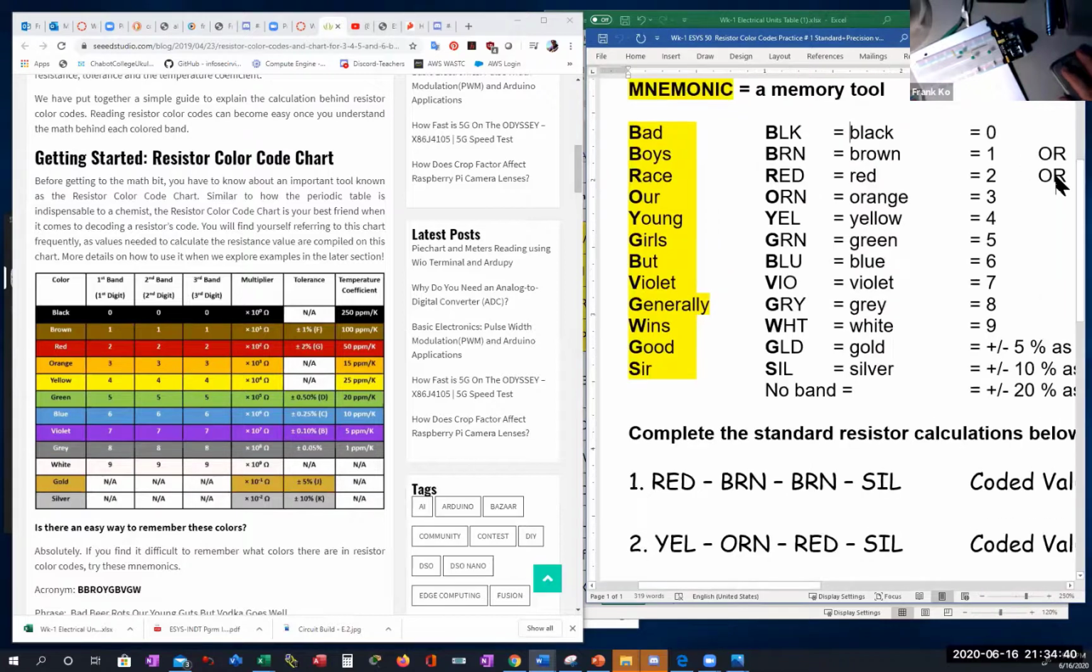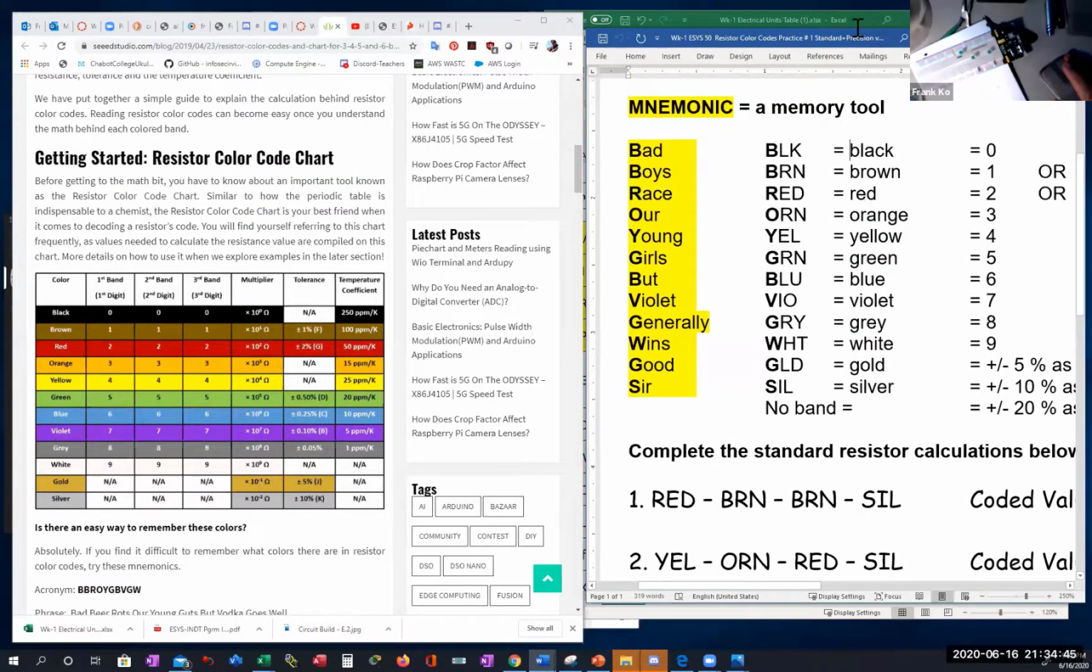Okay. So the mnemonic, being a memory tool, helps you remember the first letters of the sequence of colors. So if you remember this: bad boys race our young girls, but violet generally wins, good sir. It's a silly little saying, but it works. You have two Bs at the very beginning. What's at the end of the spectrum? Black will be at one end of the spectrum.